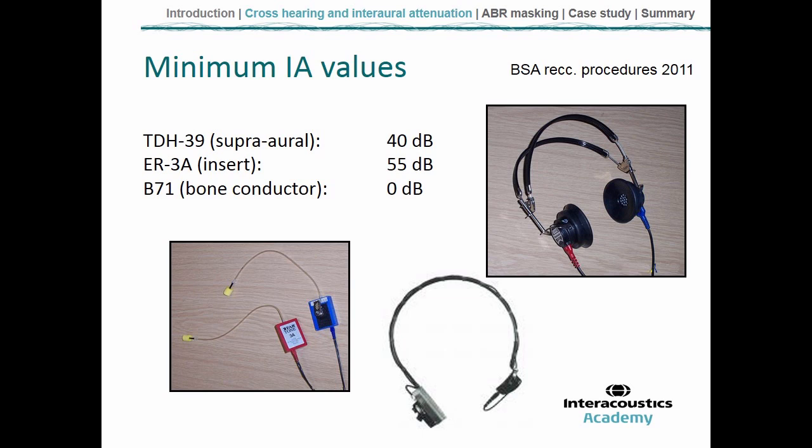At least in the UK, the decision to invoke masking would be when there's a difference between the left and right ears of 40 dB when it's a supraaural headphone, and 55 dB when it's an insert. So in other words, the values of interaural attenuation are thought to be at least 40 dB and at least 55 dB for those two types of transducer.